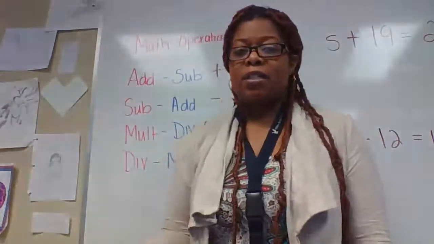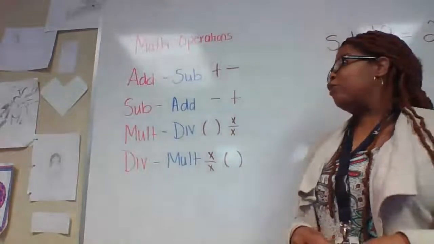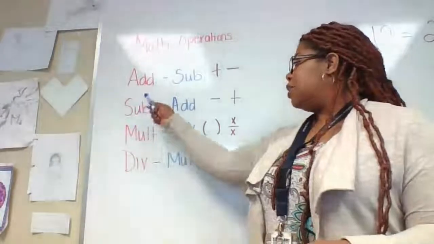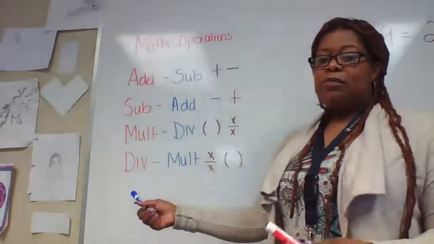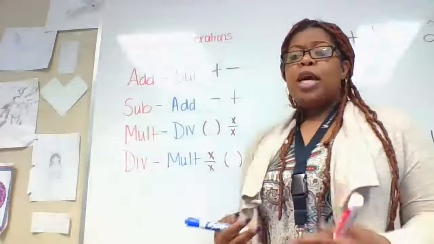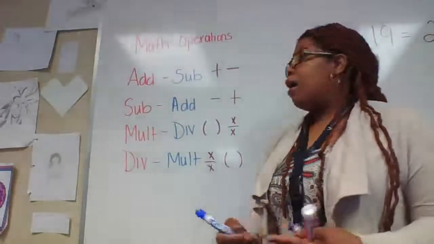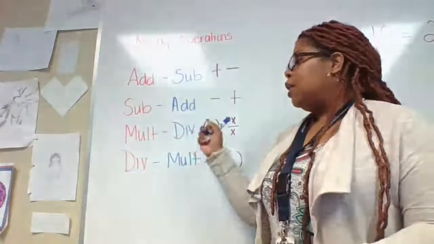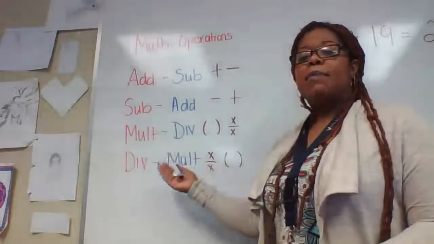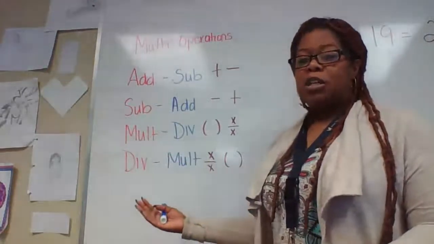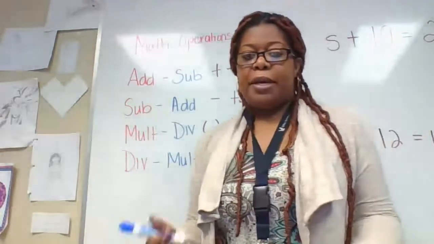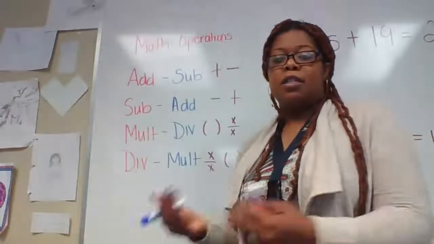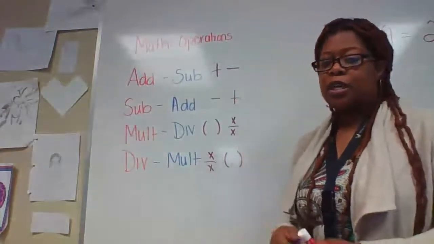So with that being said, let's do a little bit of a review. We know that the four basic operations of mathematics are addition, subtraction, multiplication, and division. And then we also know their opposites: the opposite of addition is subtraction, the opposite of subtraction is addition, the opposite of multiplication is division, the opposite of division is multiplication, and vice versa.